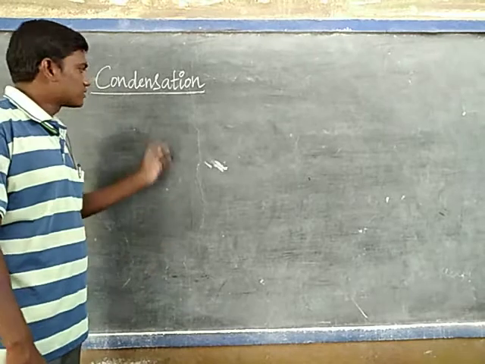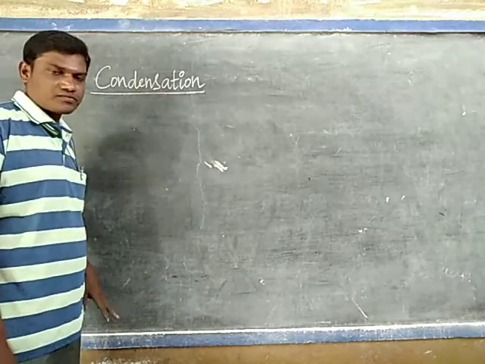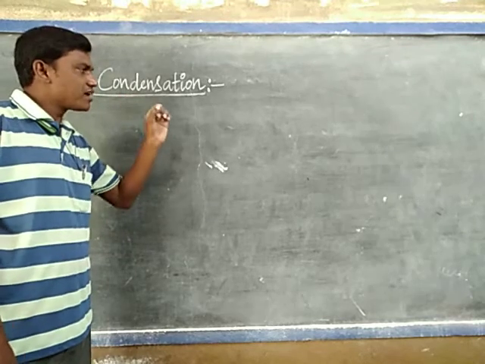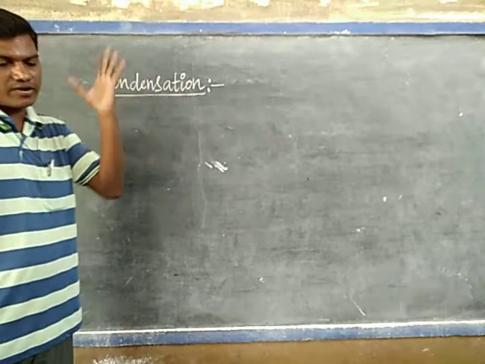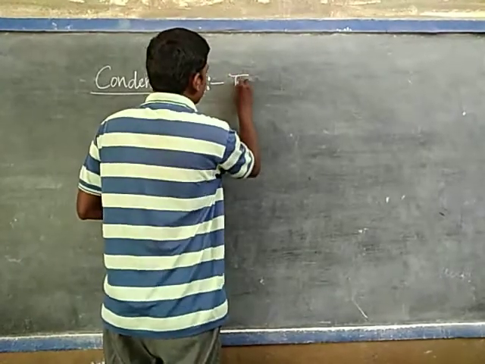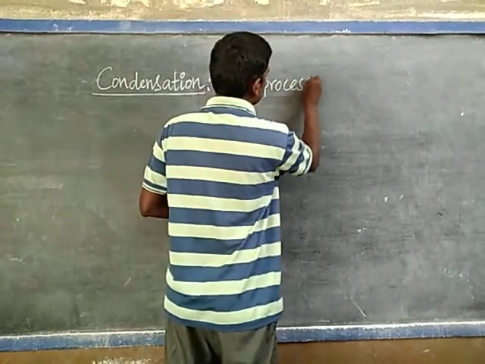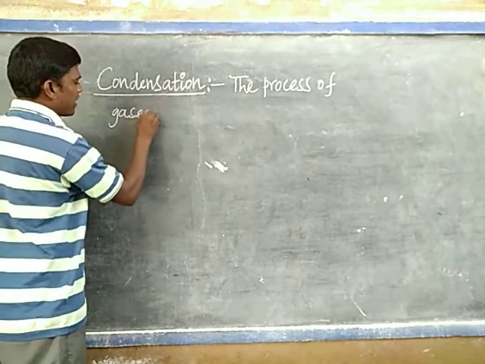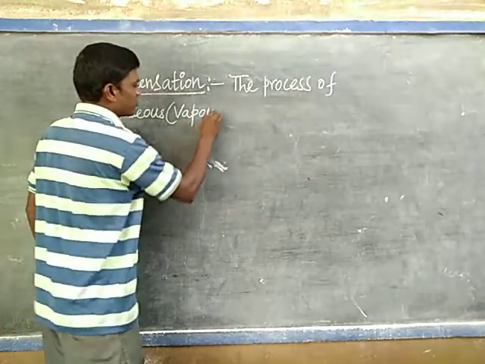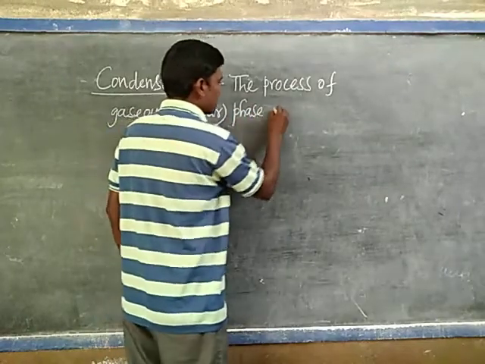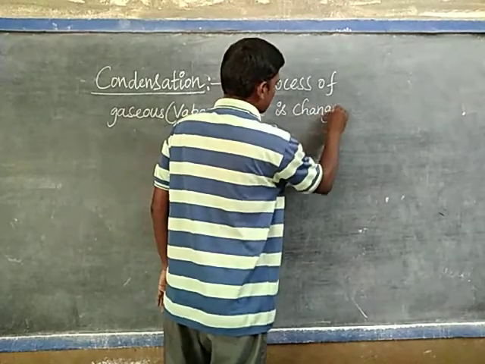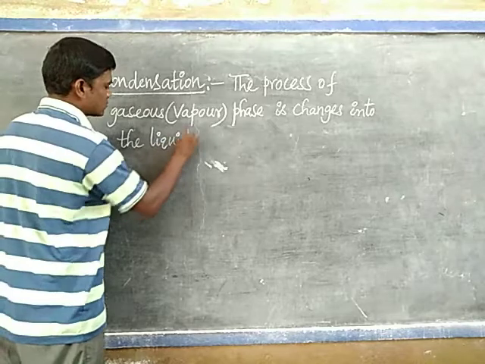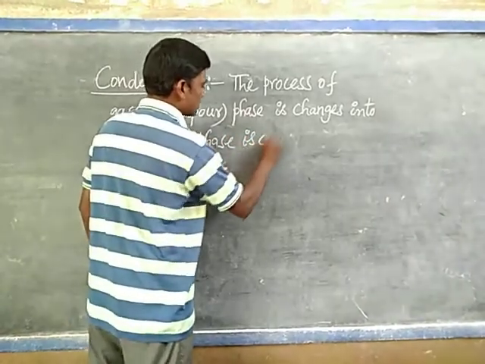Let me come to our topic directly. What is condensation? We can define it in two ways. The first, simple one, is that it is the reverse process of vaporization or boiling. Or, the process in which the gaseous phase, that is, vapor, changes into the liquid phase is called condensation.